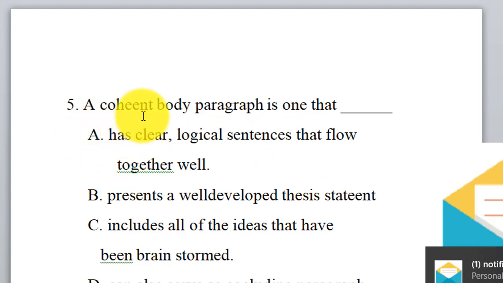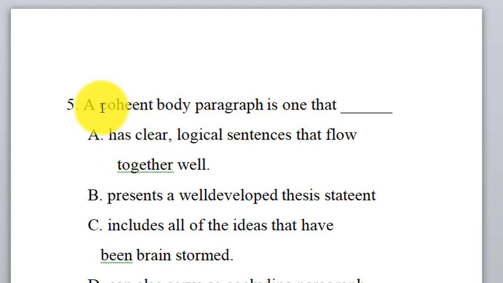The answer should be completely A. This is the definition of coherent paragraph. So one of the qualities of a paragraph is coherence. One is unity, order, completeness, and coherence is the key component of the quality of a paragraph completely.